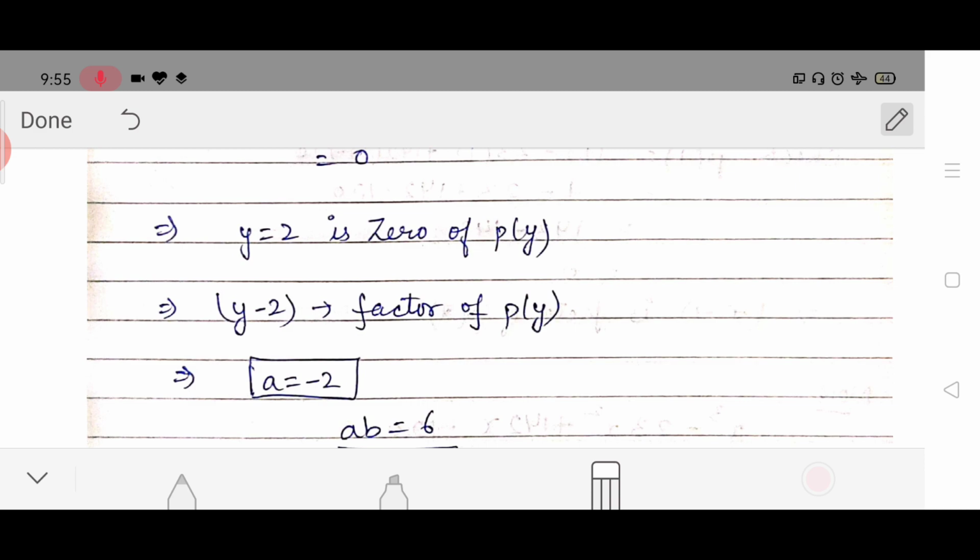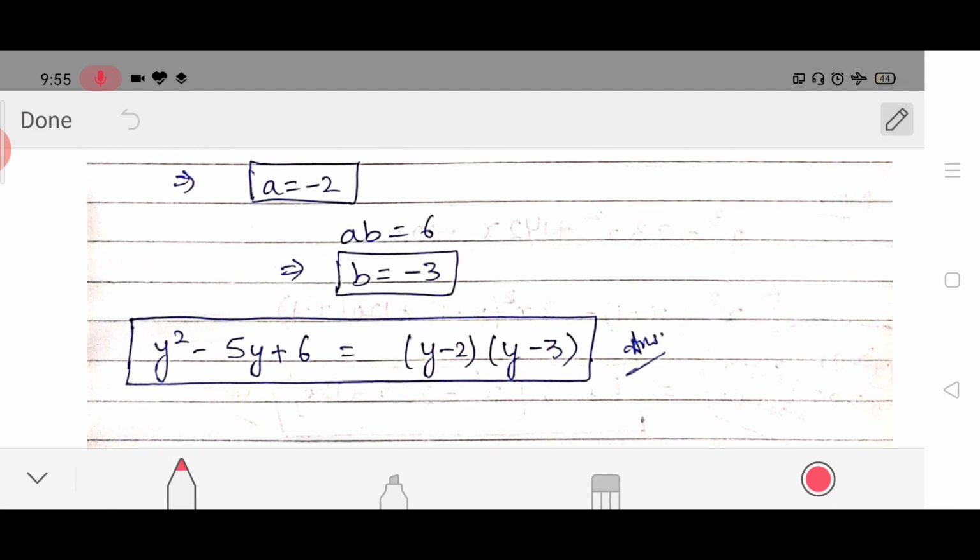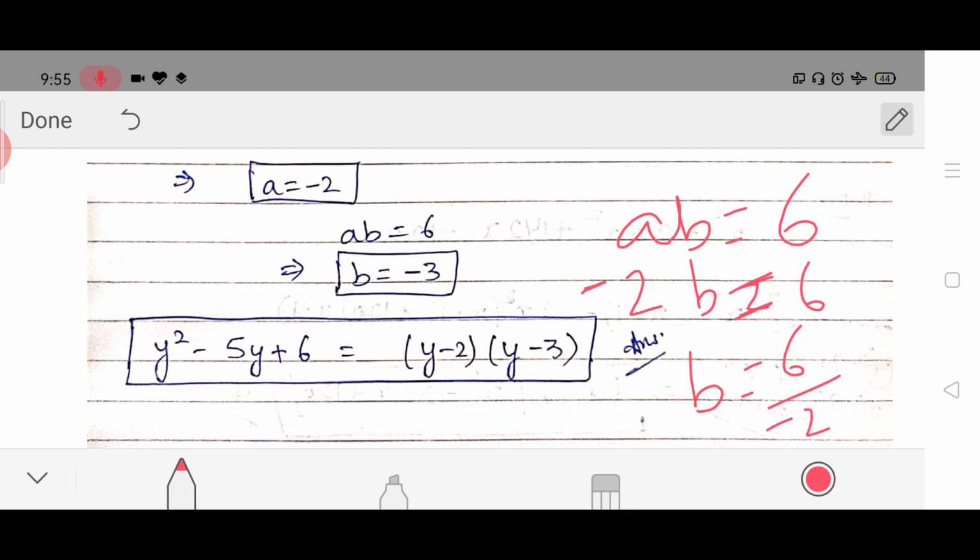Okay, but our condition was that ab is equal to 6. So if the value of a is -2, what will be the value of b? The value of b will be 6 upon -2, that is -3. So from here we get the value of b is -3.